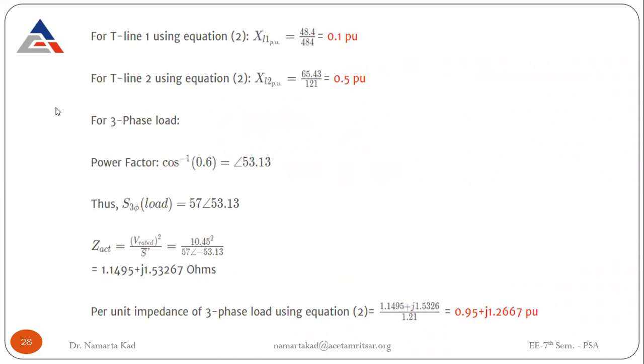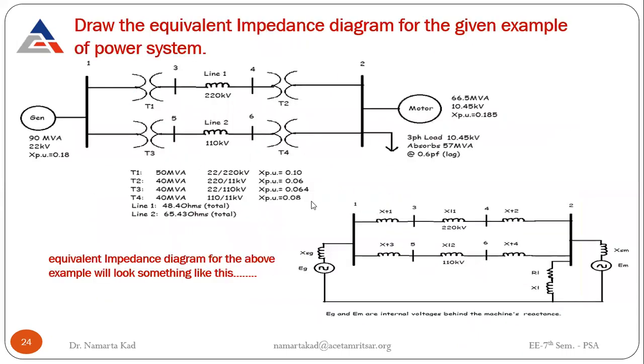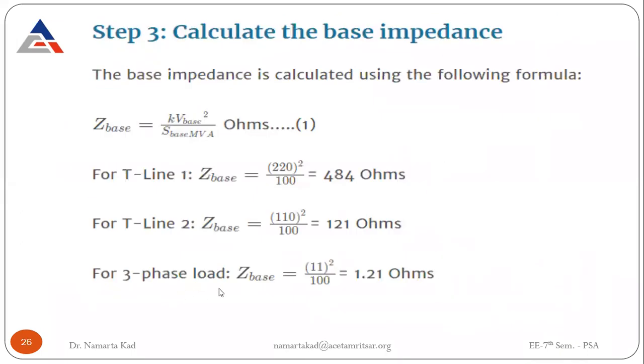Now for the three phase load. The power factor is given in the question: 0.6 power factor lagging. Here the MVA is 57 MVA, and the voltage is 10.45 kV. But the base is chosen as 11 kV, and this is our calculated value, Z base 1.21 ohms.